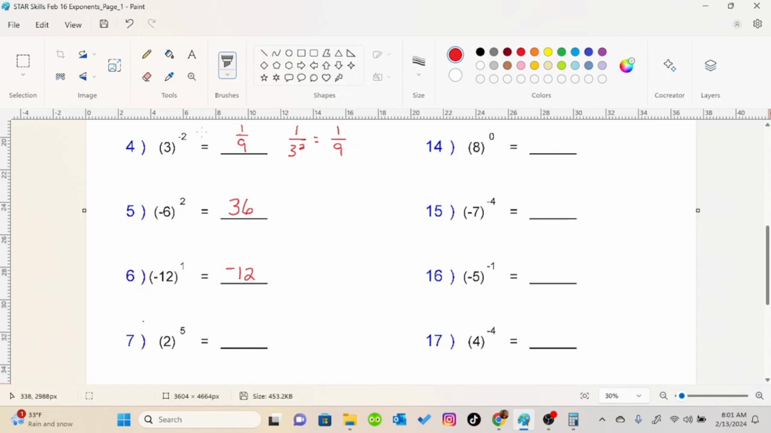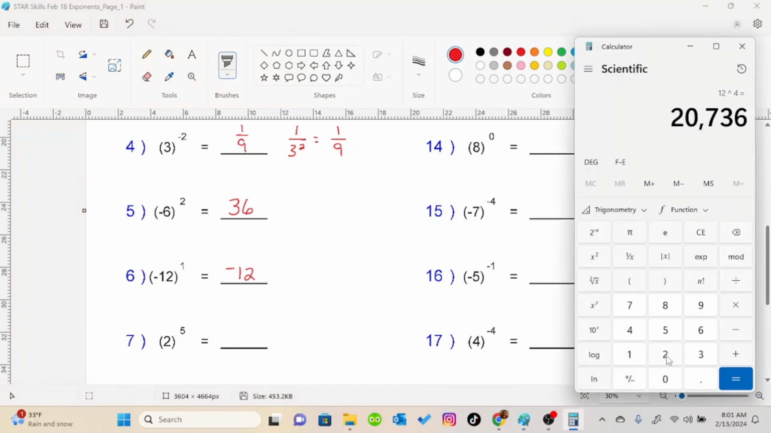Number 7, we have 2 to the power of 5. That means 2 times 2, 5 times. On a calculator, that's 2, use the x to the power of y button and type in your power. So our answer is 32.